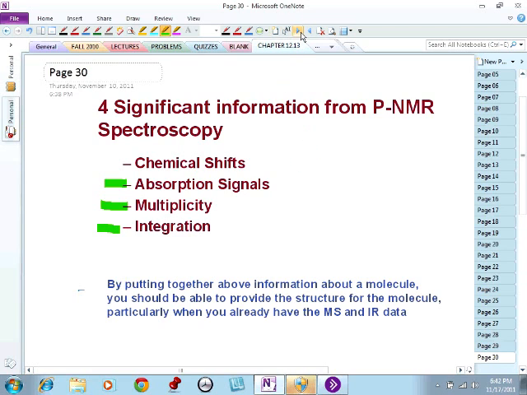Now let us take a look at absorption signals. To get to absorption signals, let me give you a little background. Supposing I give you this molecule here. So now we want to deal with absorption signal. Supposing I give you that molecule.